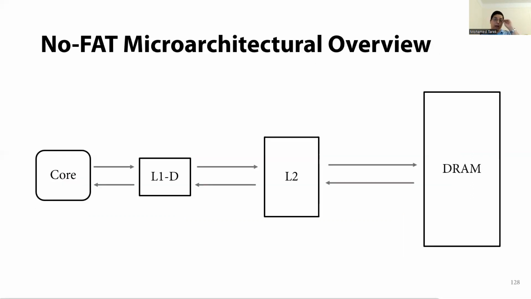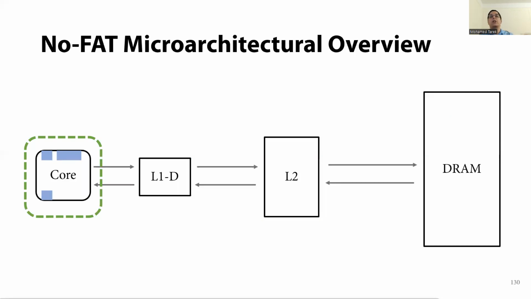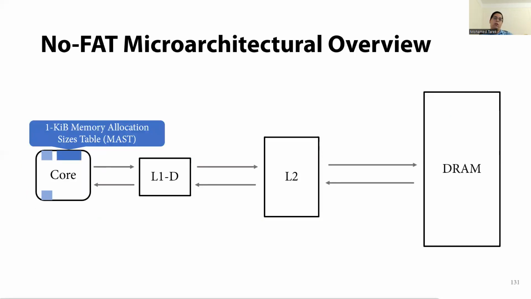At the microarchitectural level, NoFat requires minimal modifications. First of all, NoFat does not use per cache line metadata. As a result, no changes to the memory subsystem are required at all. Instead, NoFat changes are internal to the core.